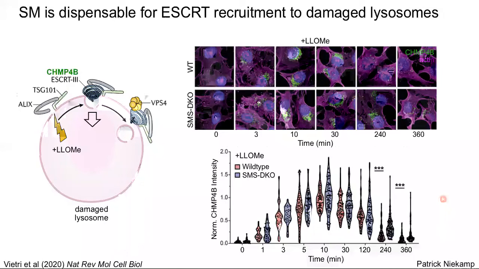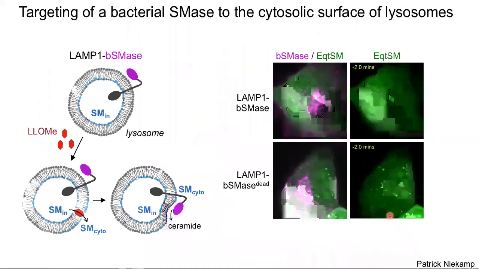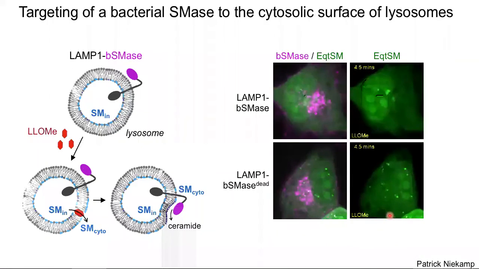As cytosolic sphingomyelin exposure precedes recruitment of ESCRT-III proteins to damaged lysosomes, Patrick investigated whether sphingomyelin is required for mobilizing this central ESCRT-III component. However, CHMP4B recruitment to the lysosomes in LLOMe-treated sphingomyelin synthase knockout cells occurred with exactly the same kinetics as in the wild-type cells, except that the knockout cells displayed a bit more prolonged CHMP4B retention on the damaged lysosomes. So this suggested that cells are equipped with a sphingomyelin-dependent lysosomal repair pathway that may operate in parallel with the ESCRT pathway.